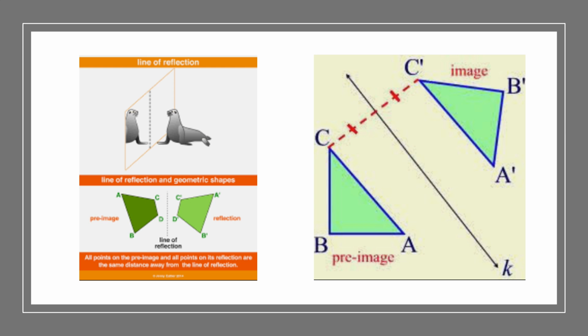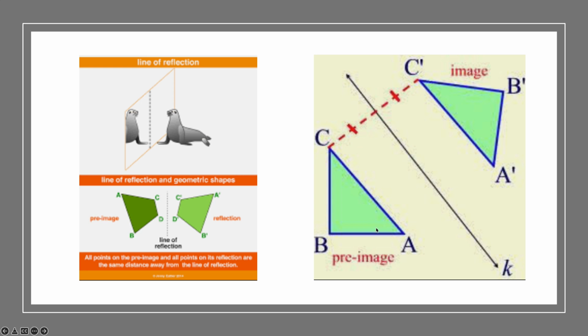All points in the pre-image and all points on the reflection are the same distances from the line of reflection. That's important to understand, and we're really hammering it home with the image on the right, where you can see with the hash marks there that the distance from C to K, the line of reflection, is the same as the distance from K to C prime. And those distances are always perpendicular distances, okay?